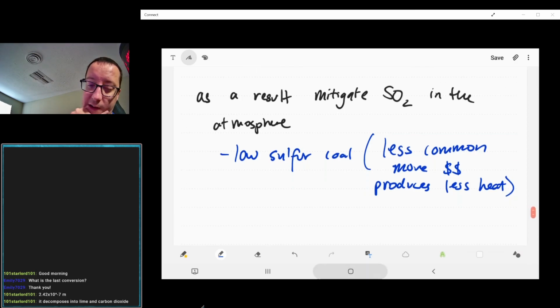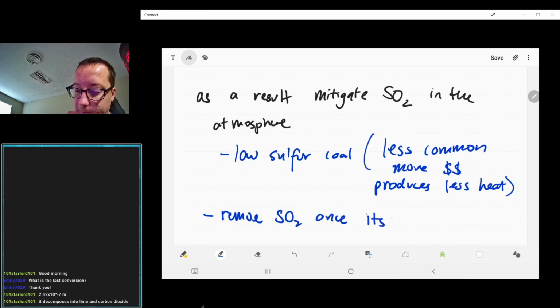And so our other option is to remove SO2 once it's produced. And I guess we'll talk about that tomorrow because we're out of time here. So we'll finish this section talking about how humans have messed up the atmosphere. Then we'll start talking about water next time.